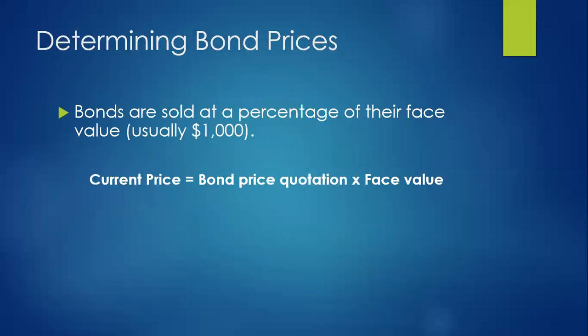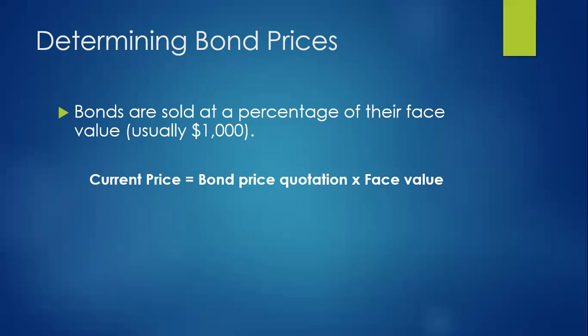All right, so bonds are sold at a percentage of their face value. Typically the face value is $1,000. The current price would be the bond price quotation times the face value. So maybe this bond is selling at 98%. That would be 0.98 times the face value of 1,000. So the bond would actually be sold for $980. Why would it be sold for less than the face value? That would be because they were offering less interest than the market rate.